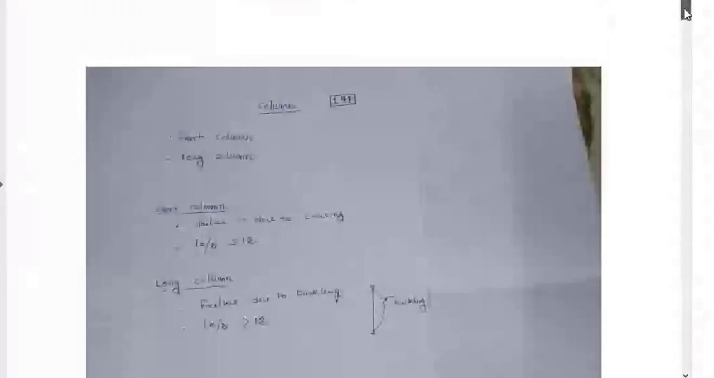This is all about the short column. In a short column, the failure will be crushing failure, and if we know the Kern area and apply the compressive force through this Kern area, there will be no tensile stress within the column cross section. Next we move to the long column. Okay, just a minute.